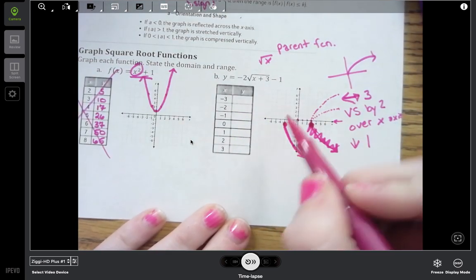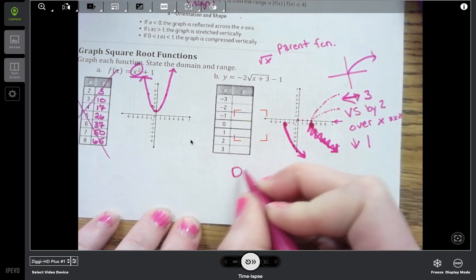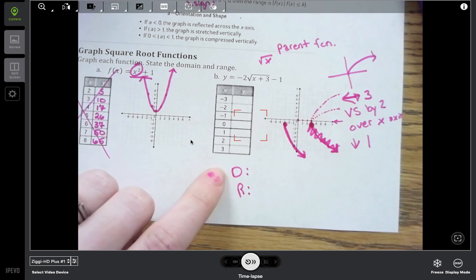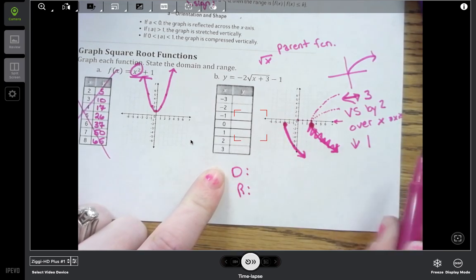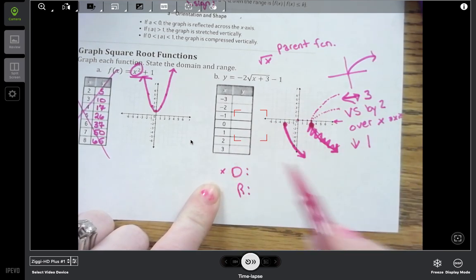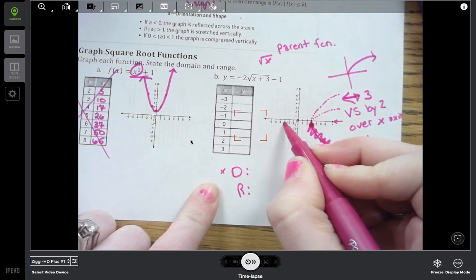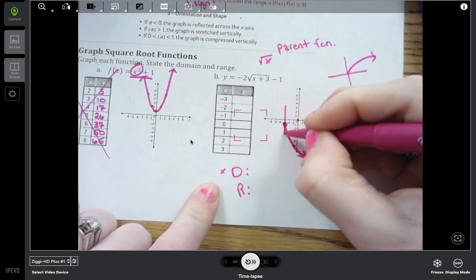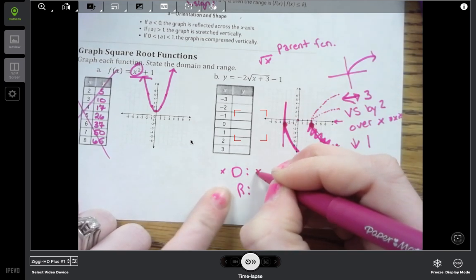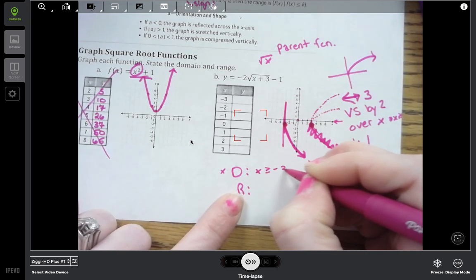All right. So dealing with this guy, we need to do domain and range. Domains are x's, left and right, so he will continue going to the right forever and ever, but he won't go any past this point. So on the x-axis, that's at -3. All of my x's are greater than or equal to -3.